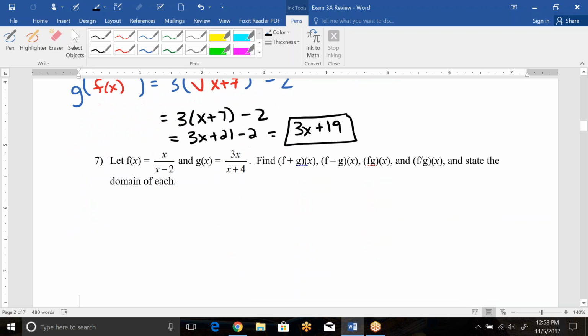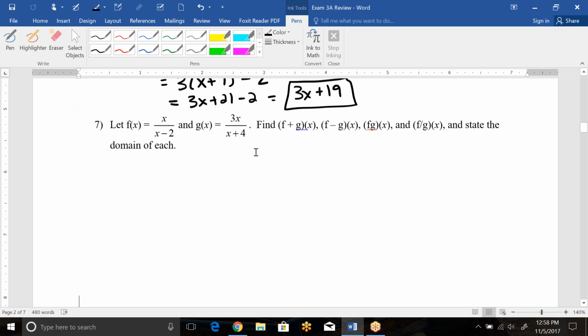For number 7, we have to do adding two functions together, subtracting two functions, multiplying them, and dividing them, and then state the domains of each. And our two functions are fractions, essentially. So they're rational functions. We're going to do all the adding, subtracting, multiplying, and dividing first, then we'll talk about domain.